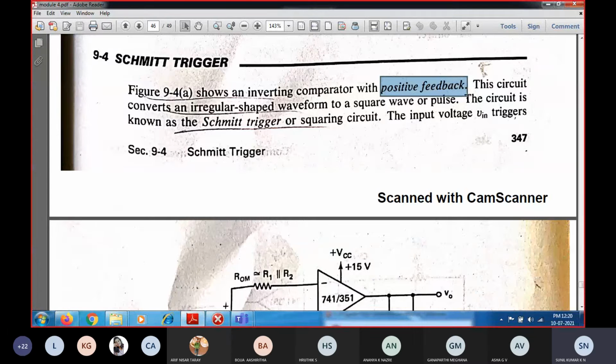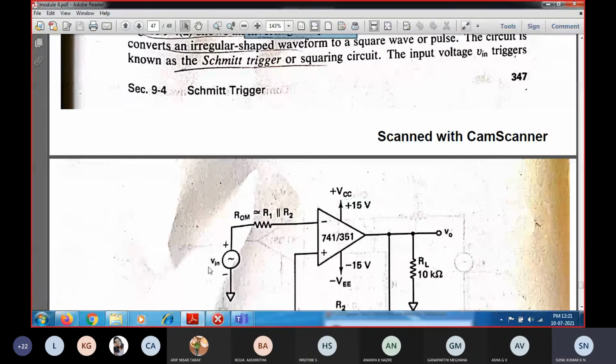It is a special case where we are going to select a suitable reference voltage. Based upon that reference voltage, it is going to switch the output from one saturation to another saturation, and because of that we call it a comparator, and it is an example of an inverting comparator. Why is it an inverting comparator? Because if you apply the input to the inverting terminal, the amplifier acts like an inverting amplifier, right? But in that, we are going to have a comparator.